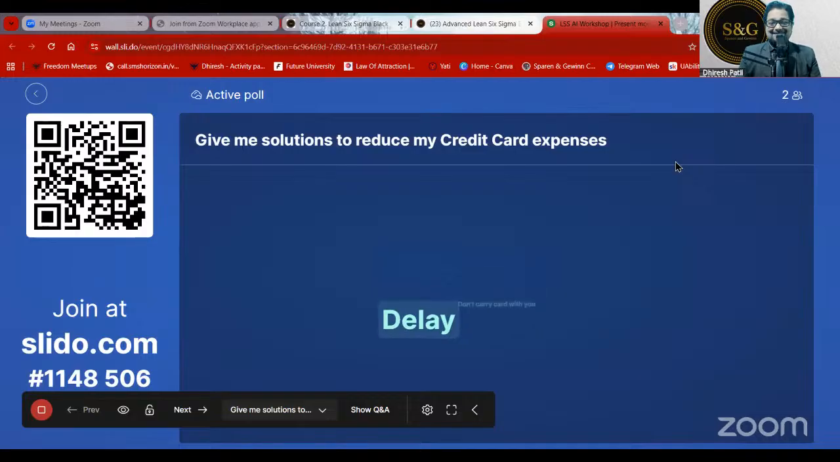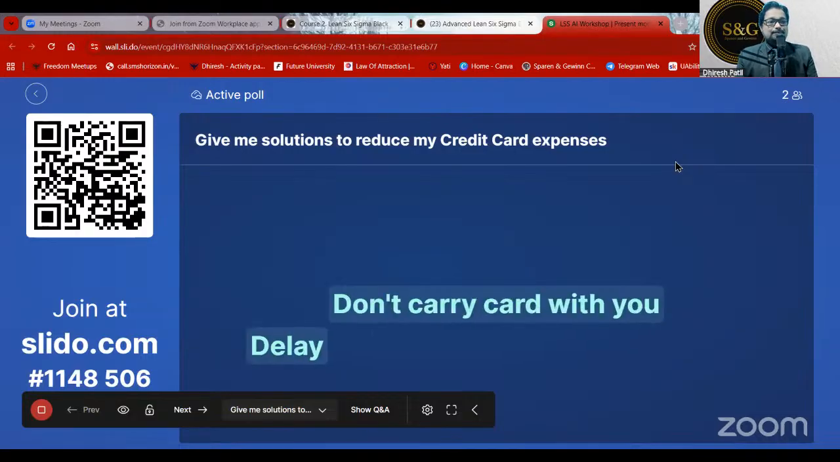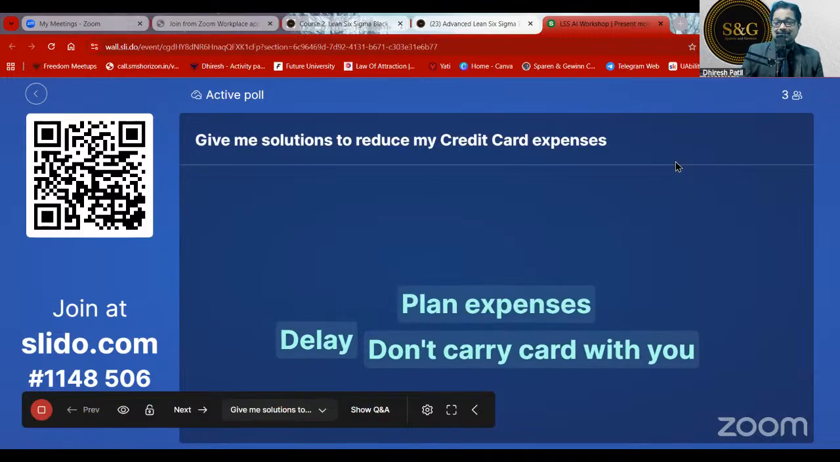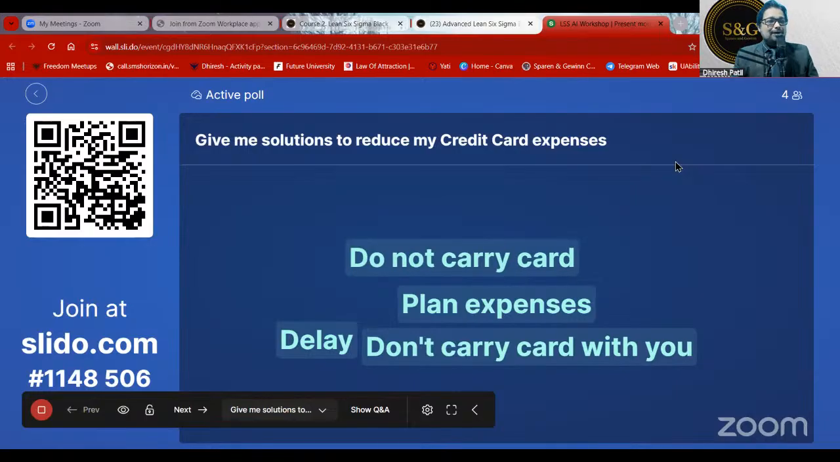Delay is one answer. Don't carry card with you. Plan expenses. How many of you are mind blown with this now? People are basically typing from their mobile phones. You can give multiple answers, by the way. You can give me multiple ideas. Okay, this is Slido.com. Everybody, you can just scan the QR code, enter into this brainstorming, and give your ideas. It will immediately pop up. Don't carry card. Very good. Two people have suggested not to carry card with you. That's the best way. What else?